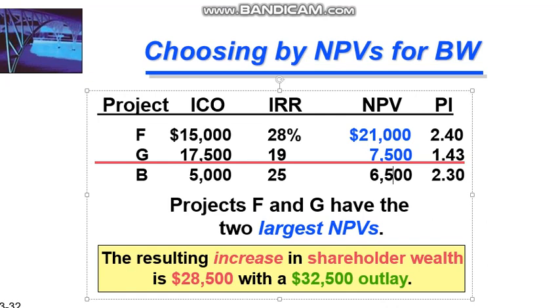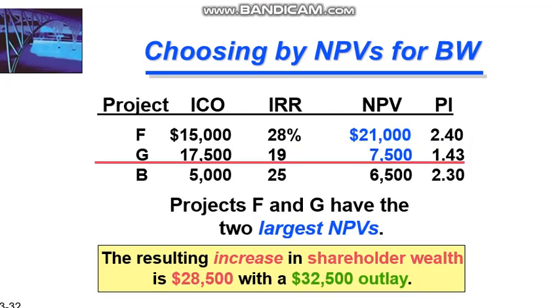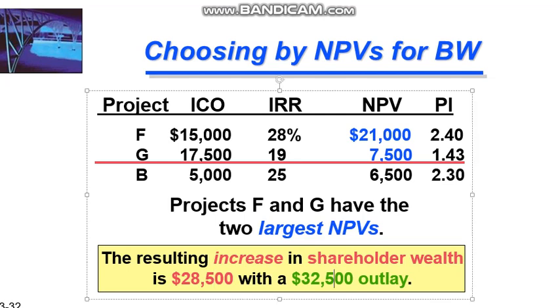And the second step is that we check the initial cash outflow, how much we are going to pay. That should be within the limit of 32,500. So we add 15,000 and 17,500. So our outlay is a total of 32,500, because we have this sort of limit, right? We added the NPVs 21,000 and 7,500, so we are getting a total of 28,500. Before we were getting 27,000 for 32,500, and now we are getting 28,500, so there is a little increase in our gettings.